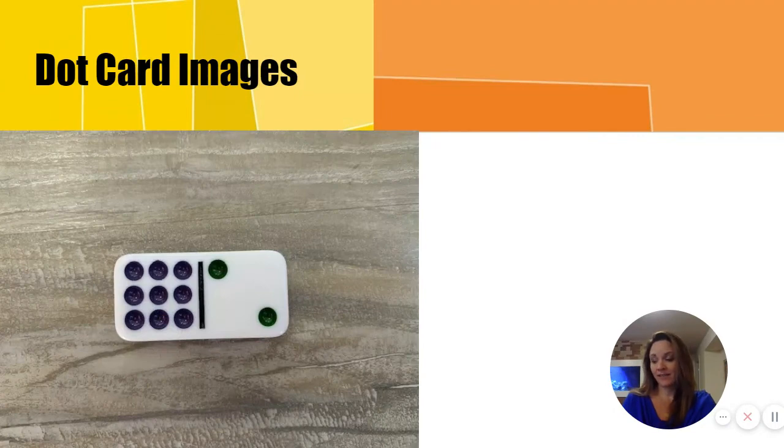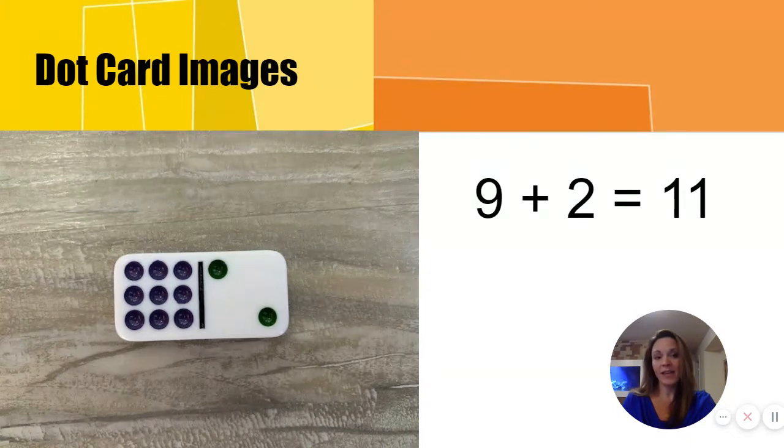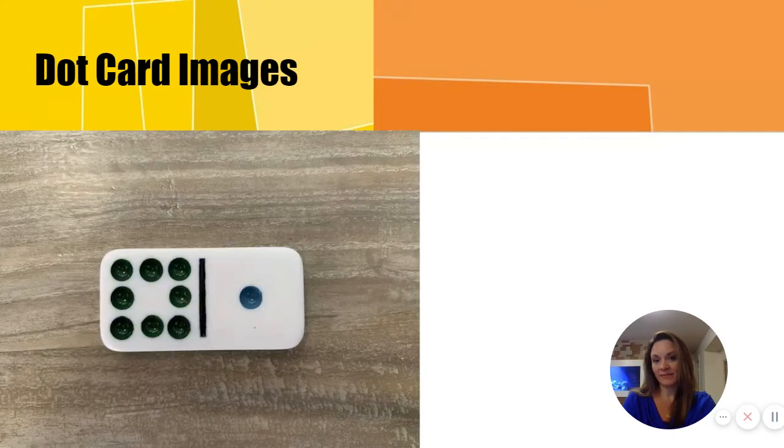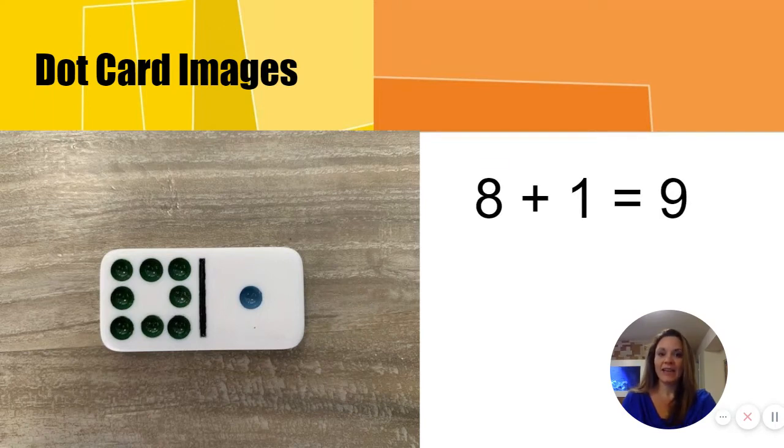Let's try some domino images to practice counting on. How many dots? How did you know? 9 and 2 more is 11. 9, 10, 11. 9 plus 2 equals 11. How many dots? How did you know? 8 and 1 more is 9. 8, 9. 8 plus 1 equals 9.